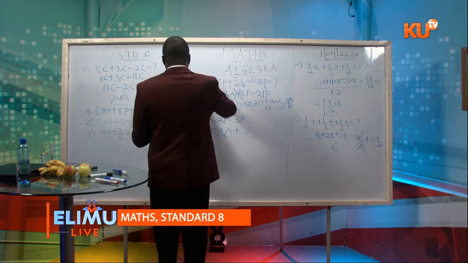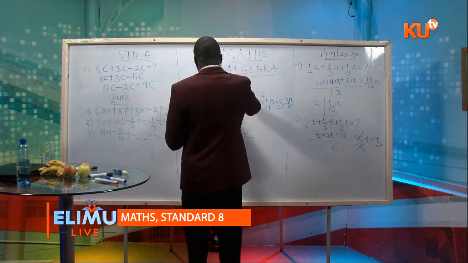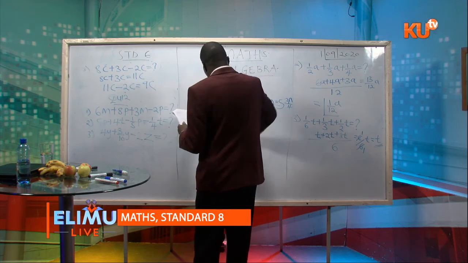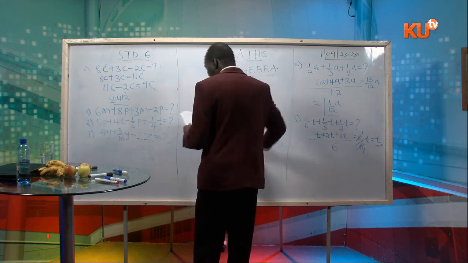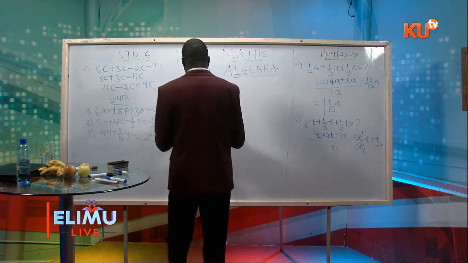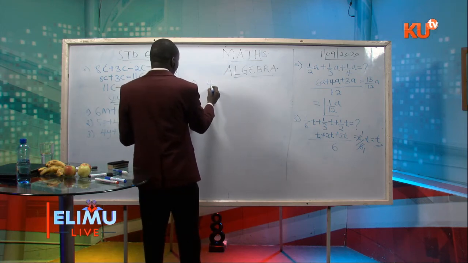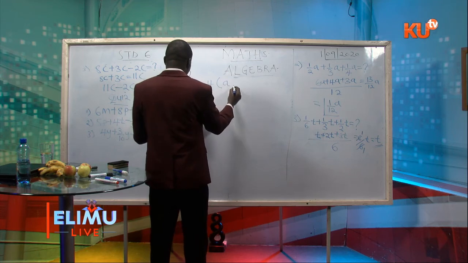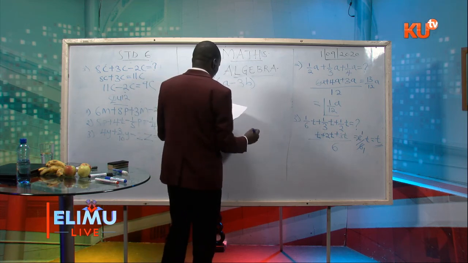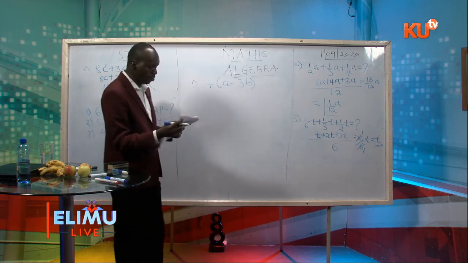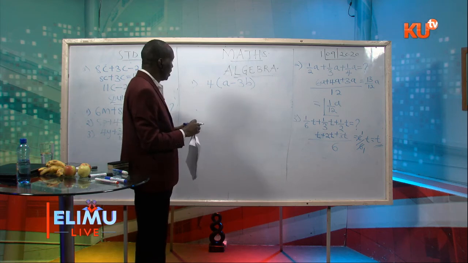4(a - 3b). 4 whole number, open the brackets, a take away 3b. As I said, we have to multiply each term in the brackets by what is outside.